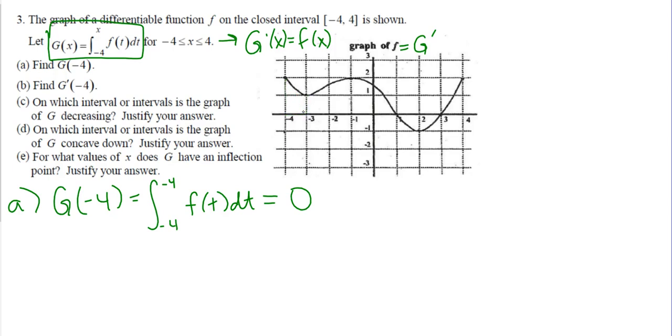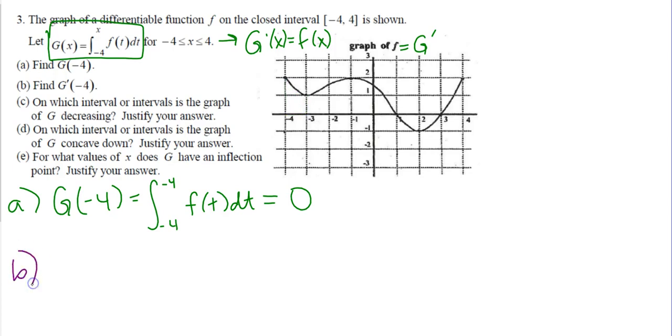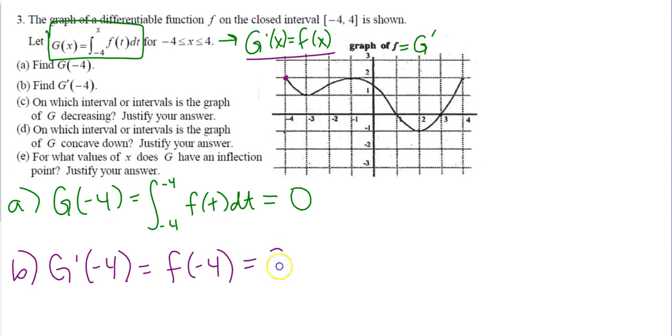Okay, now part B says find g prime of -4. So this time we're going to go to the derived equation. So g prime of -4 equals f of -4. So coming to my graph here, this is the graph of f. So f of -4 is 2.